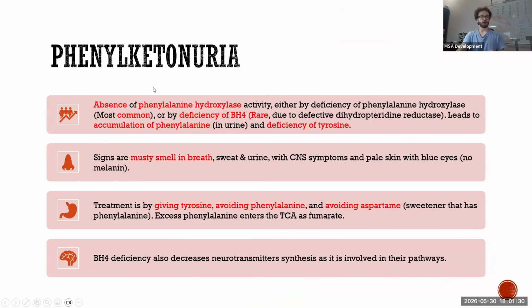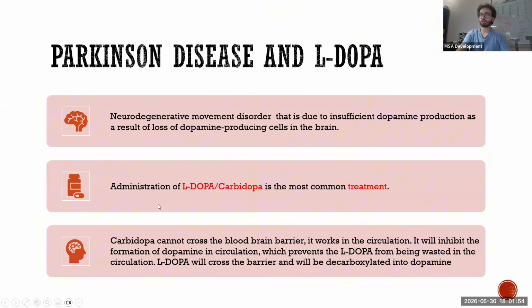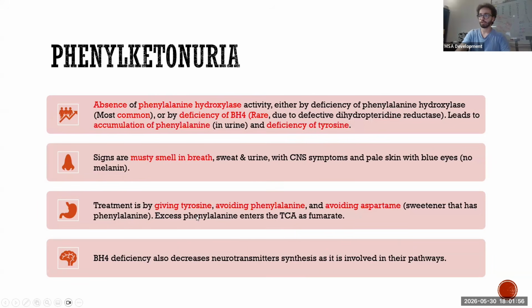What will happen? I already told you, accumulation of phenylalanine and deficiency of what? Tyrosine. Signs are musty smell in breath, not maple syrup smell as in maple syrup urine disease. That musty smell, it doesn't smell good. In breath, sweat, and urine. And we will also have CNS symptoms and pale skin with blue eyes. Why blue eyes? Because we don't have melanin. Tyrosine will not give us anything. So even the thyroid will be low. Now, how is it treated? Treated by giving tyrosine and avoiding phenylalanine.